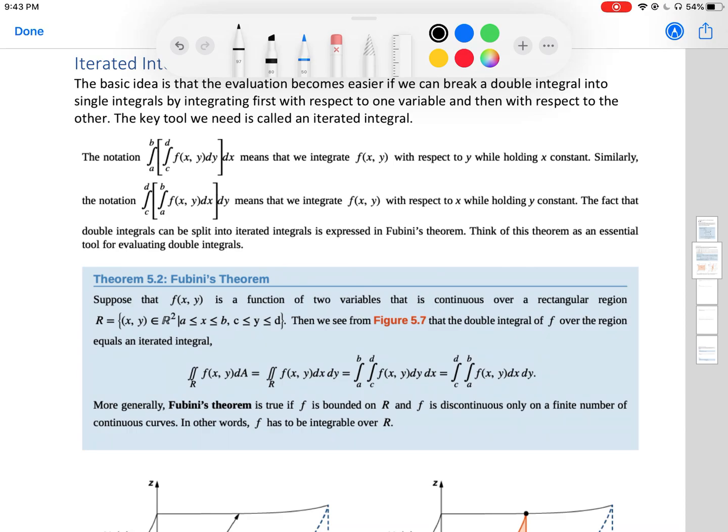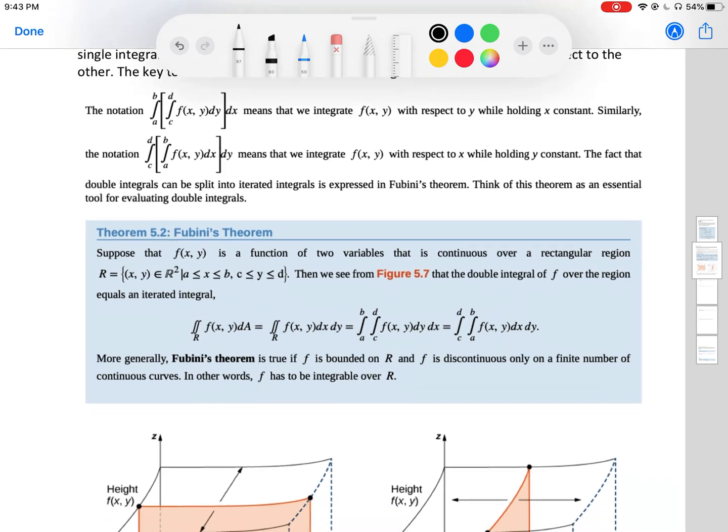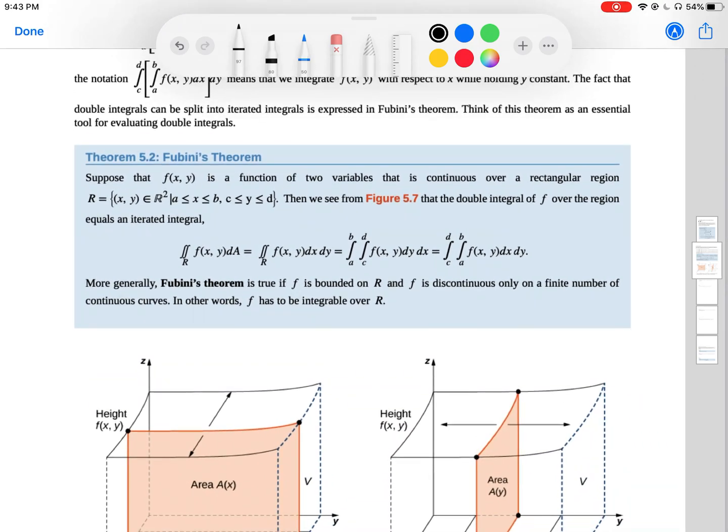The fact that double integrals can split into iterated integrals is expressed in Fubini's theorem. Think of this theorem as an essential tool for evaluating double integrals. So Fubini's theorem, all it's saying is we can evaluate a double integral, and we can, in a sense, choose which one we are going to evaluate first. Keeping in mind that we keep the other variable as a constant.